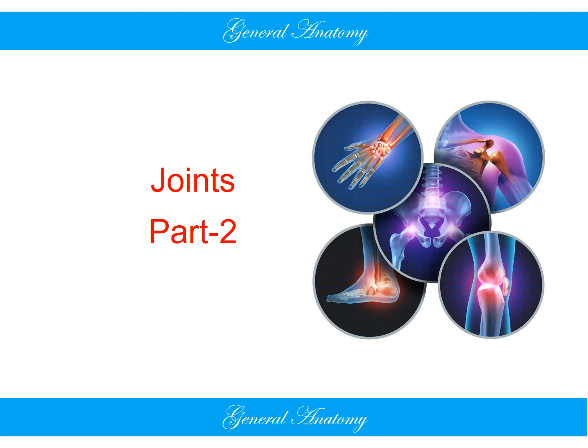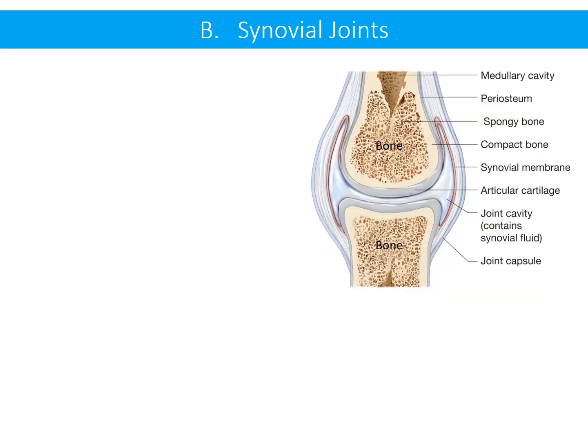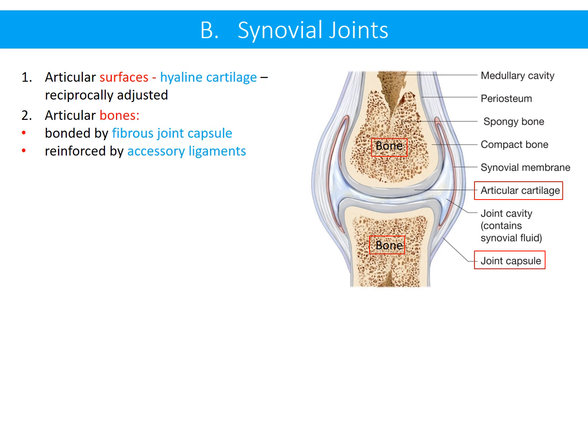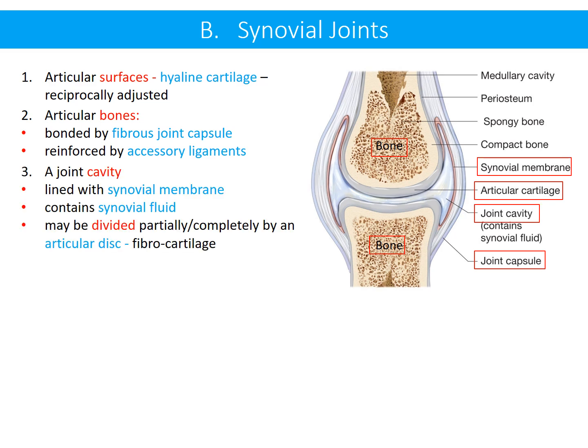Now let us start with the basic concepts about the joints, part 2. The second major group of joints is synovial joints. The articular surfaces in these joints are reciprocally adjusted and covered by hyaline cartilage. The bones forming such joints are bonded by a fibrous joint capsule, which is reinforced by accessory ligaments.